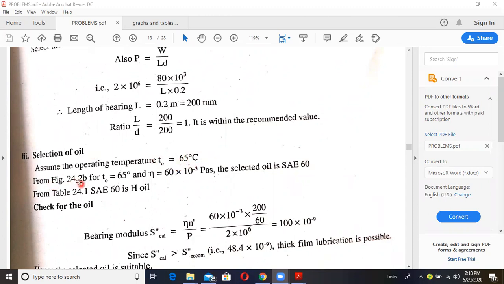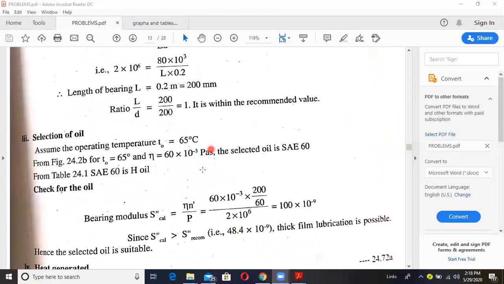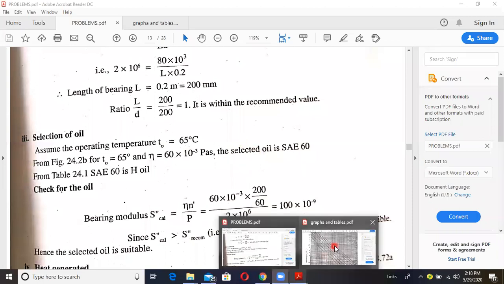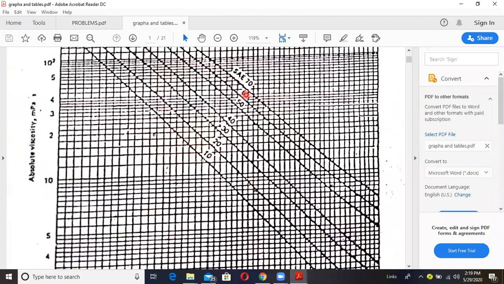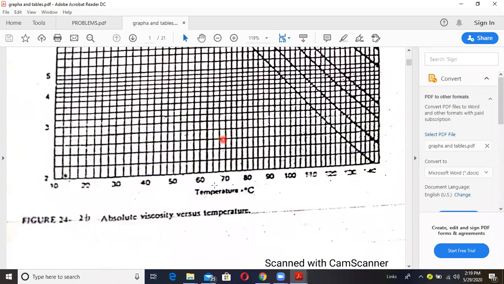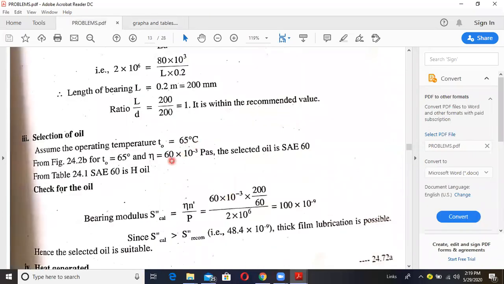Now, from figure 24.2b, based on the operating temperature and based upon the neta we got in the first step, we are going to calculate the type of the oil. If you see the figure 24.2b, here we are having the type of the oil, that is SAE 10, 20, 30, 40, 50, 60 like that, here we are having the absolute viscosity, and here we are having the operating temperature. We assume operating temperature is equal to 65 degree Celsius and neta is equal to 60.